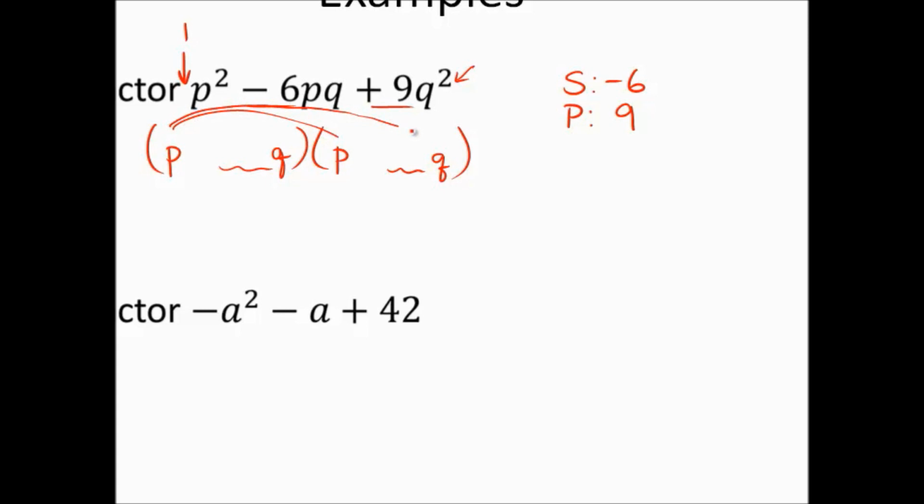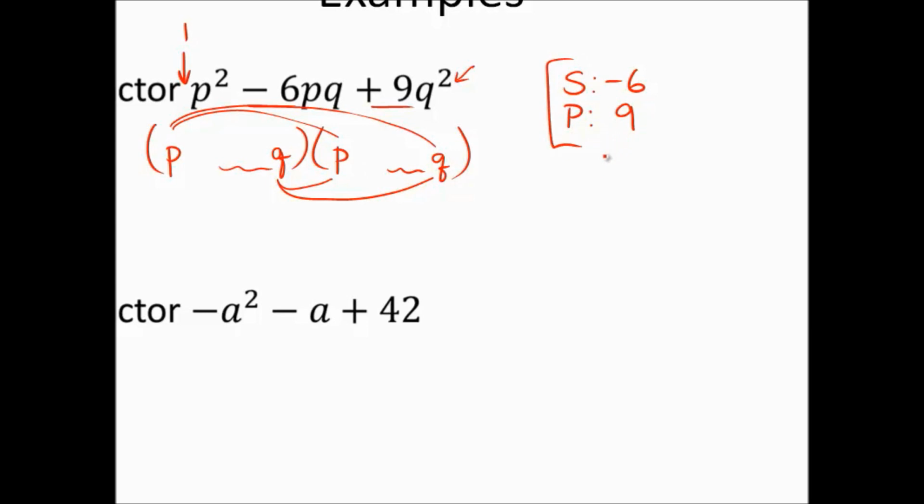The next ones, you'll get something times PQ. Great. And then something times PQ. Great. So the middle term will end up being a PQ. And the last term will be a Q squared term. So now let's just find these numbers that are going to work for us. So sum of negative 6, product of 9.